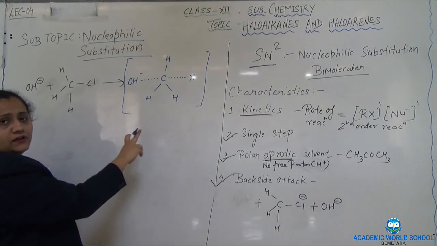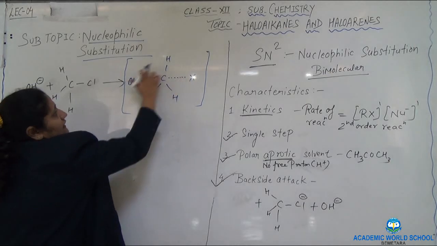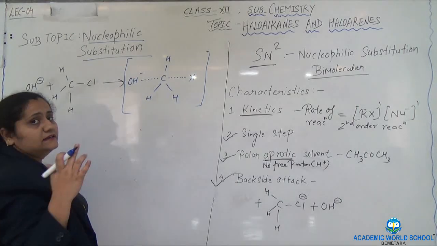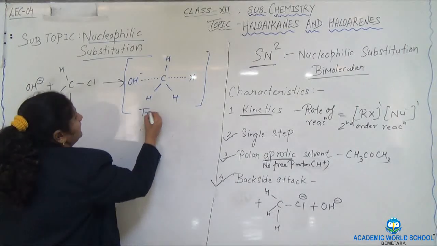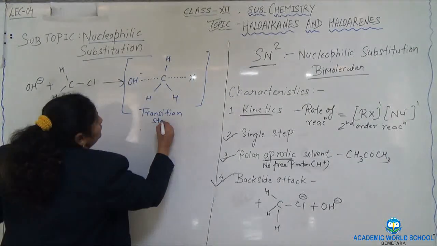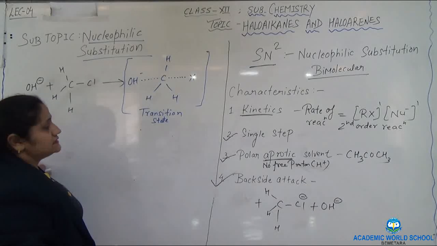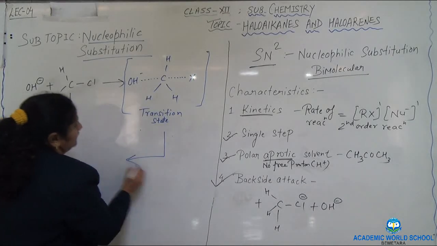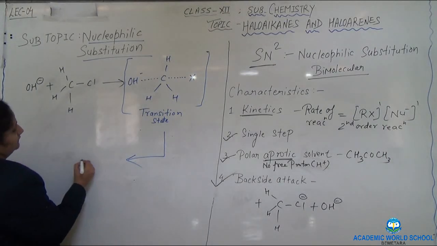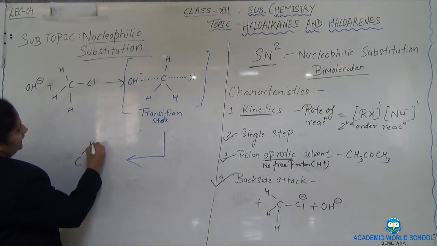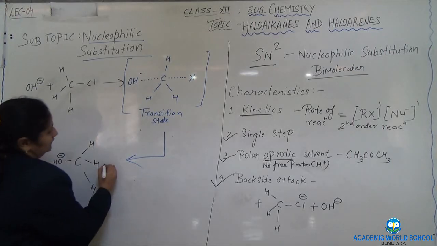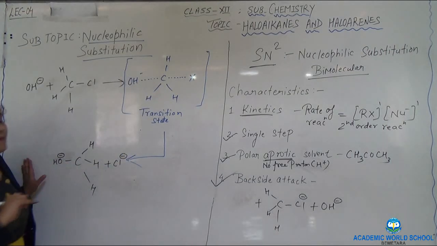This is an unstable product. As you can see, carbon has a valency of 5, and you all know carbon exists in a tetravalent nature. So, this is called a transition state, which is formed for a few seconds. Transition state. And when this breaks, it will form this methyl chloride with OH, leaving behind the Cl minus.